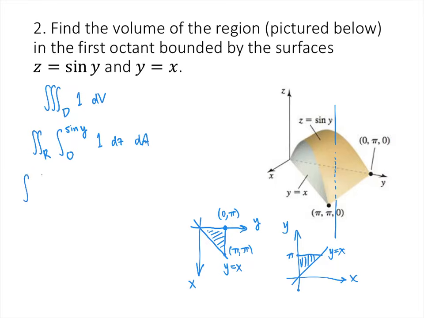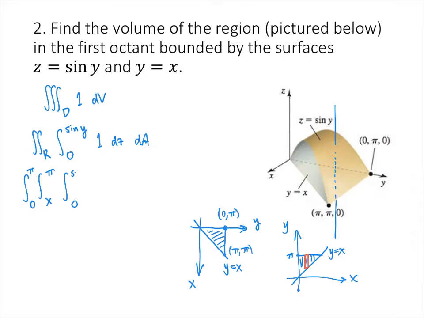So setting that up as a double integral, again we can slice vertically. If we think about slicing this vertically, the top of that slice is y equals pi, and the bottom of that slice is y equals x, and then x is going to go from 0 to pi. So that's going to be our double outer integral.